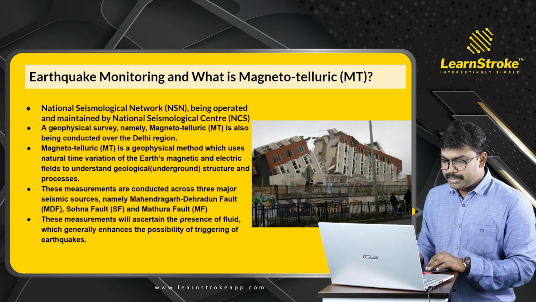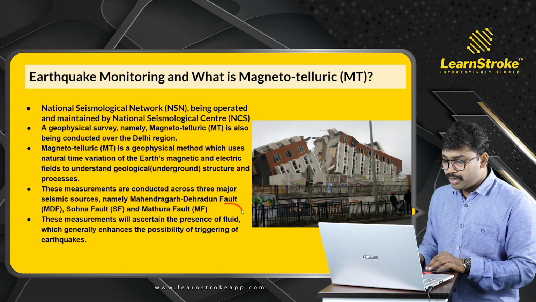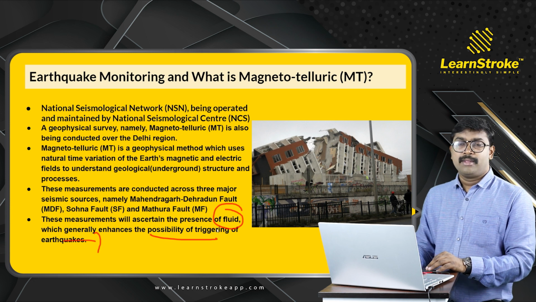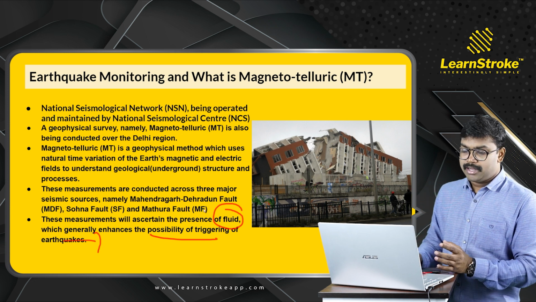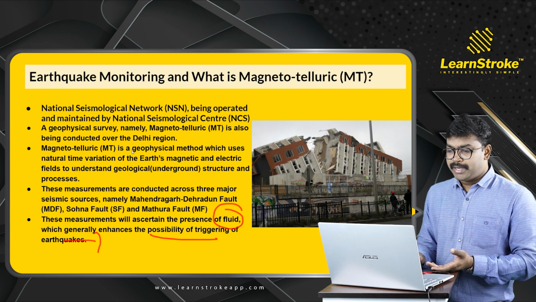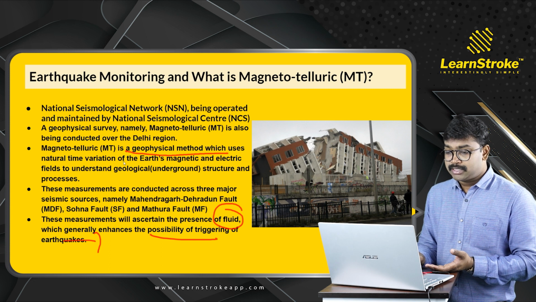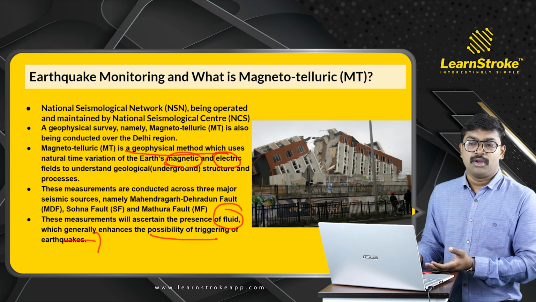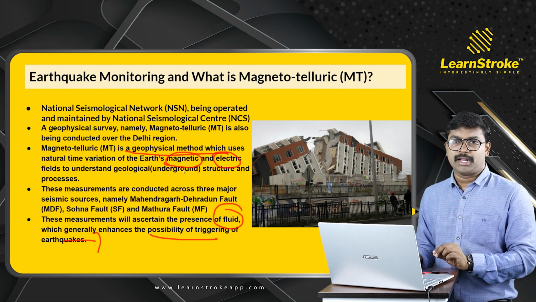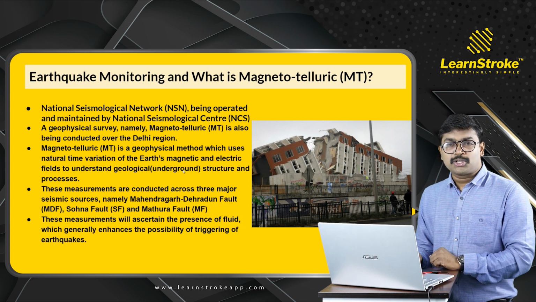These measurements will ascertain the presence of a fluid which generally enhances the possibility of triggering an earthquake. That's why I said it ascertains the presence of a fluid, which helps you understand better. So basically magnetotelluric is a geophysical method using the Earth's natural time variation of magnetic and electrical fields. So I think in this context it is easy to remember what you mean by magnetotelluric. This also appeared in the current affairs.